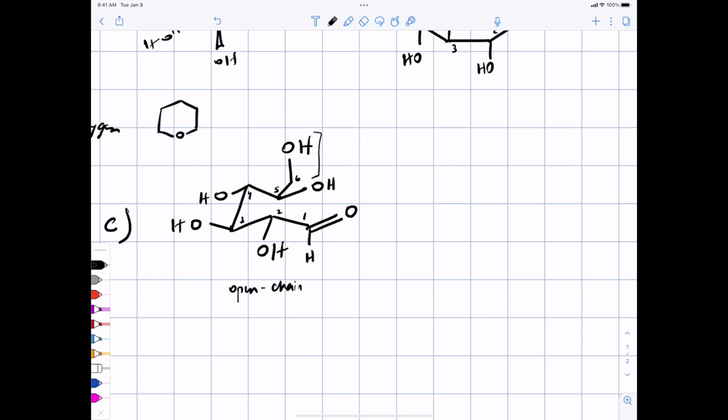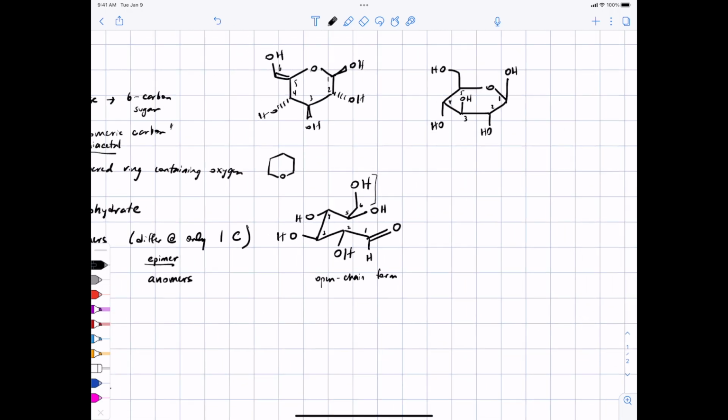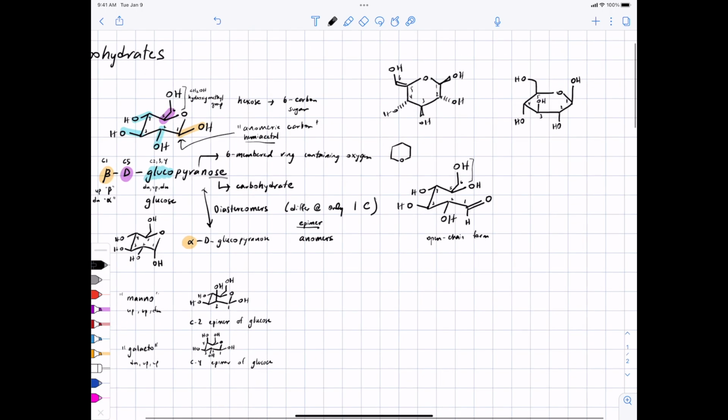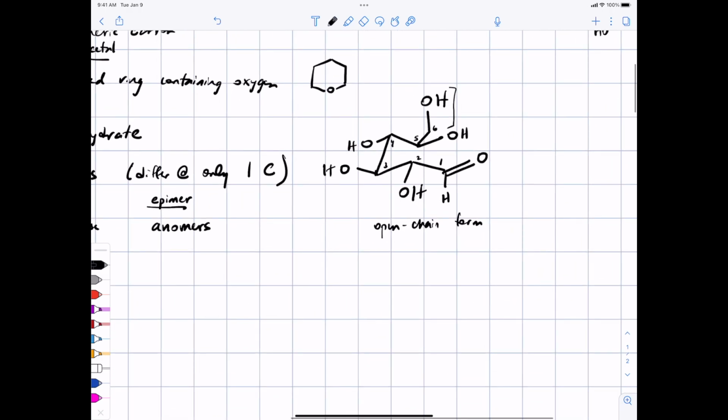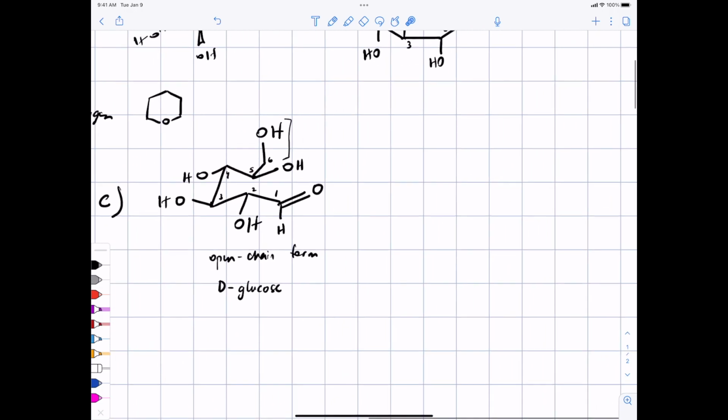Since it's now not a six-membered ring, and because carbon 1 is no longer a stereocenter, we can drop the beta and the pyran, and this is now simply called D-glucose. The name still accounts for stereochemistry at carbons 2, 3, 4, and 5.